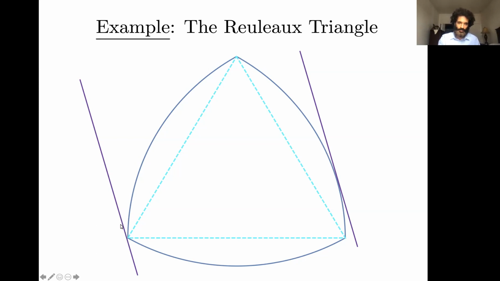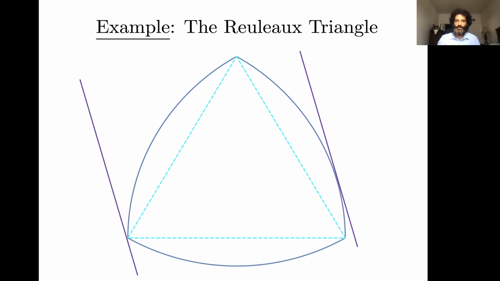So in this picture, it's this one. And the other one will be supporting the curve on a circular arc, which is a piece of a circle centered at that vertex. And so the distance from this line to this line is the radius of that circle. In this case, it's just 1. So the Rouleaux triangle is indeed a curve of constant width.